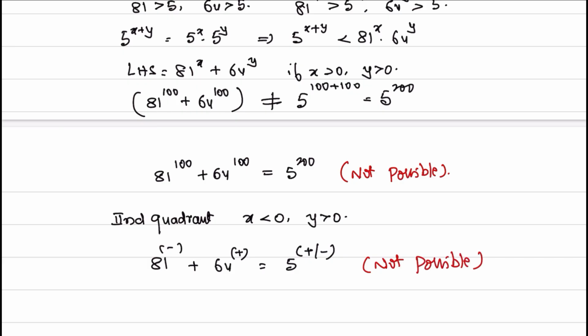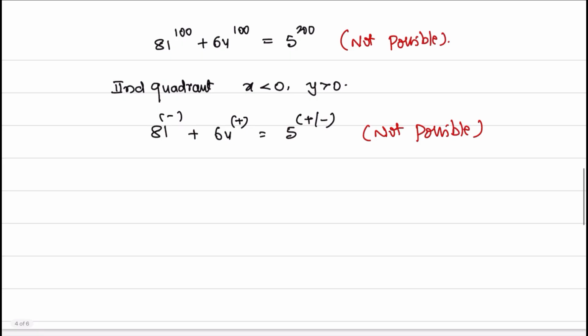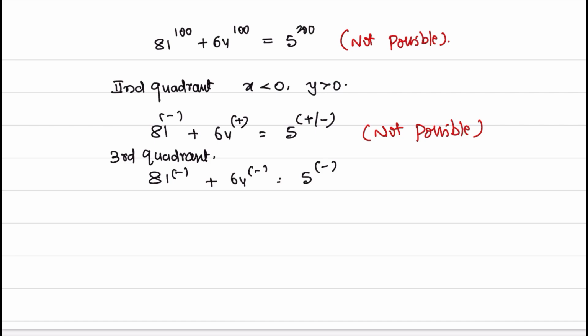What possible solution can we think of? The possible solution we can think of in real numbers, I am talking about only real numbers, is the third quadrant. Let us examine. 81 to the power of minus some value plus 64 to the power of minus some value is going to give you 5 to the power of minus some value. Positive values it could not give. Let us see whether negative values can give it.